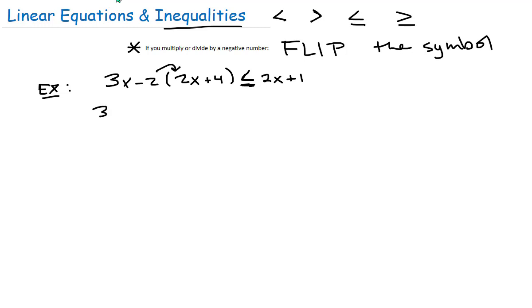So we have 3x. If we distribute -2, we're going to get minus 4x, and then distribute it over here and get minus 8. And then the right side hasn't changed yet. We're going to combine our like terms on the left, and we get negative x minus 8, and the right side again still hasn't changed.